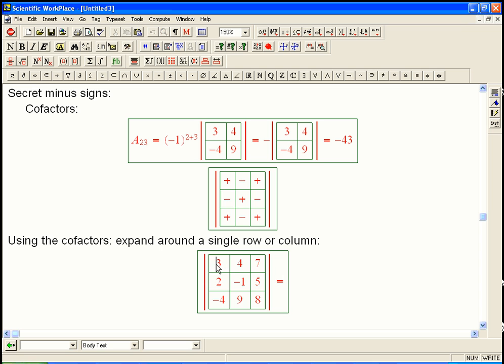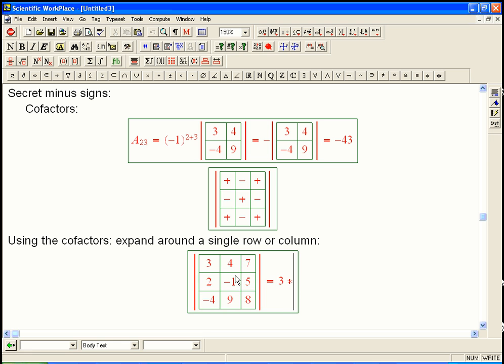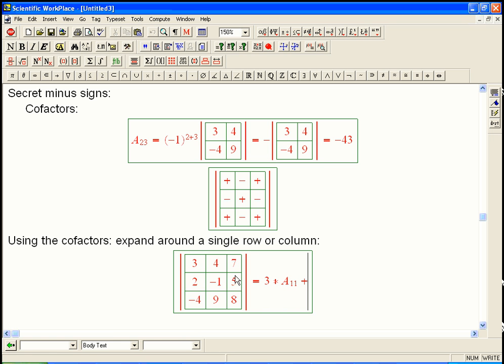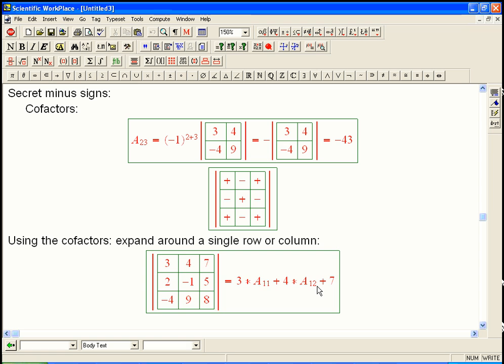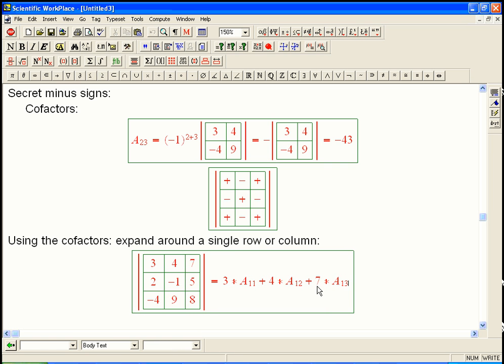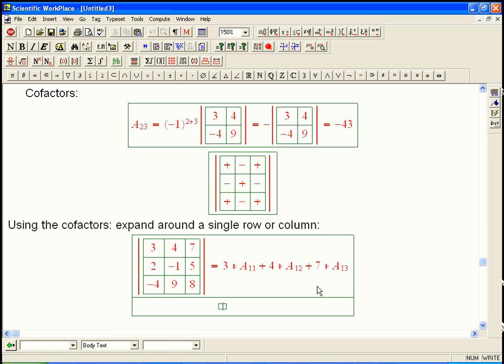What we do is we just go at all the entries in that row in turn, and we just write down the entry in the row, and then we just multiply that by the cofactor that corresponds to that entry. So it's going to be 3, which is the 1,1 entry, times A11, plus 4 times A12, because that's still first row, second column, plus 7 times A13. Okay, and you don't have to write that out in this way. It's just nice to have this terminology.